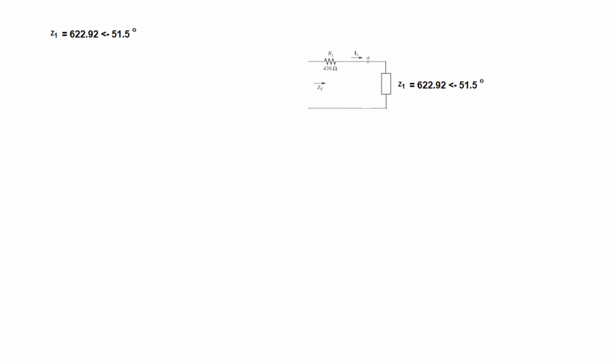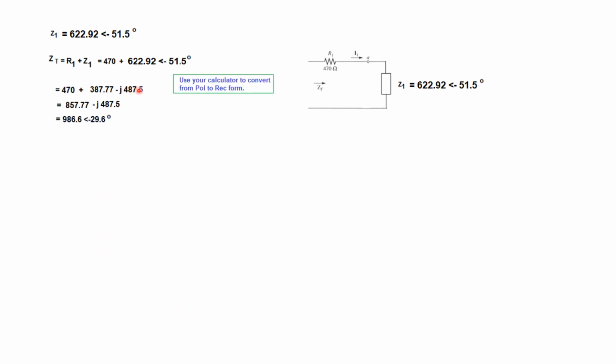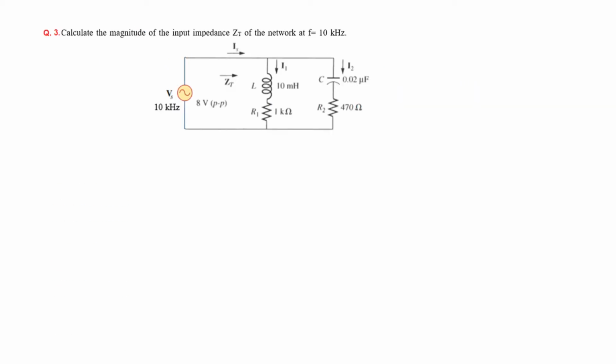So we have found Z1, now ZT is again the summation of these two. This is again in polar, so we have to convert into rectangular. So converting into rectangular, we get this answer, and now we can add the real terms. So this is the final answer, and this can be converted into polar form also. So this is the second part, and now let's see the third question.